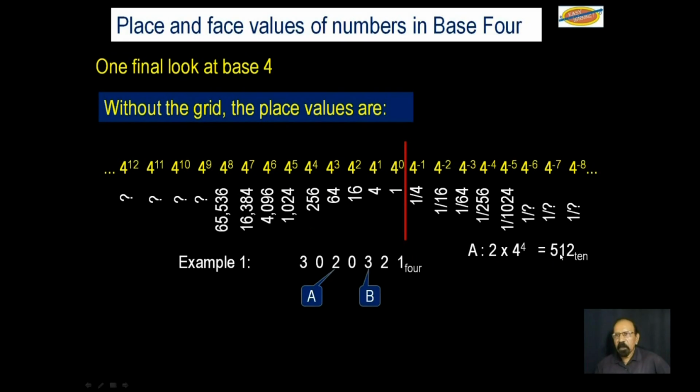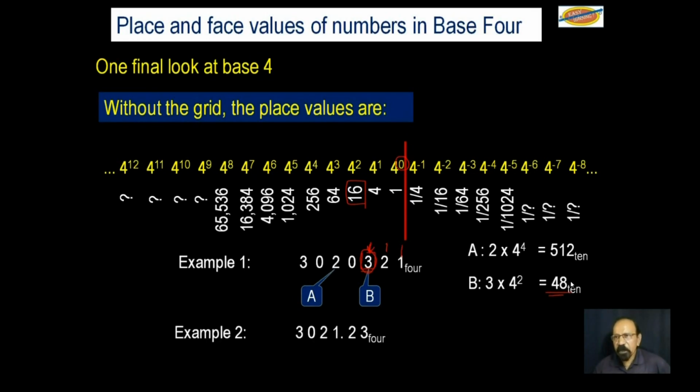Let's look at this digit here. 1, 2, 3 going to the left. But remember, the first position is 4 to the 0. So if you count 1, 2, 3, then that would be 4 to the 2nd power. The place value of 3 is 4 to the 2nd power, which is 16. The face value is 3. So what is this digit worth in base 10? 3 times 16, which would give us 48.